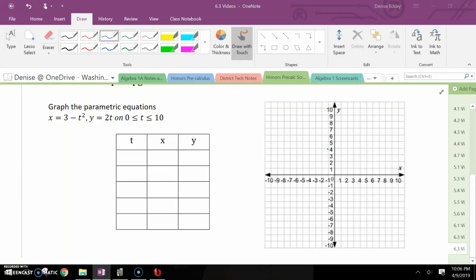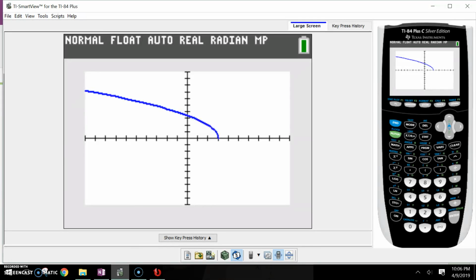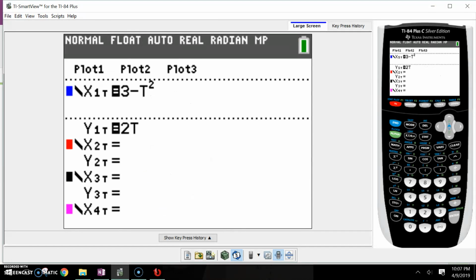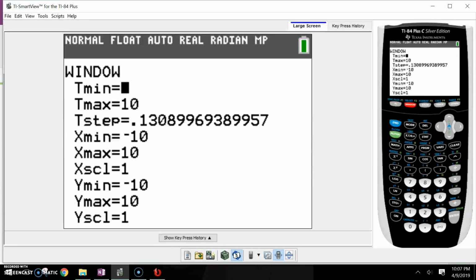First, looking at the 84, you want to make sure that your calculator has been changed to parametric mode. Then you can go under y equals, and you can enter the two equations under x1 and y1. And then you can change your window settings to show your t goes from 0 to 10. And you can just leave the step the way it is. And I didn't make any adjustments to the x and y scales at all.